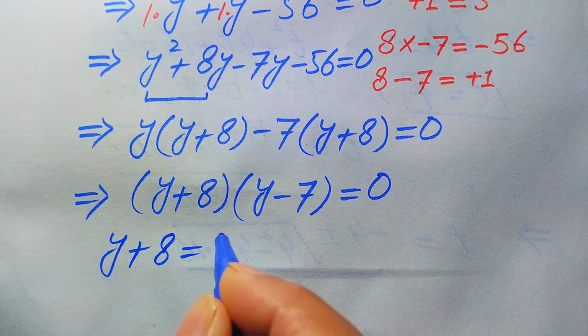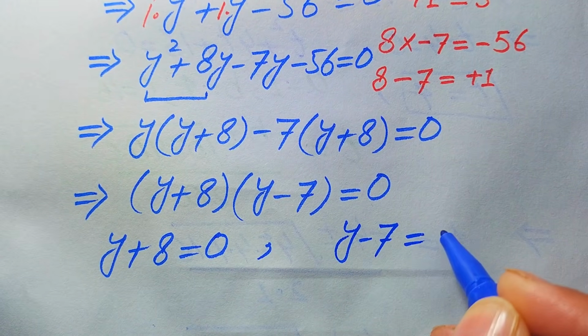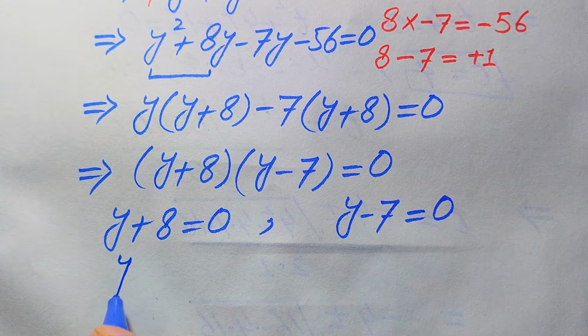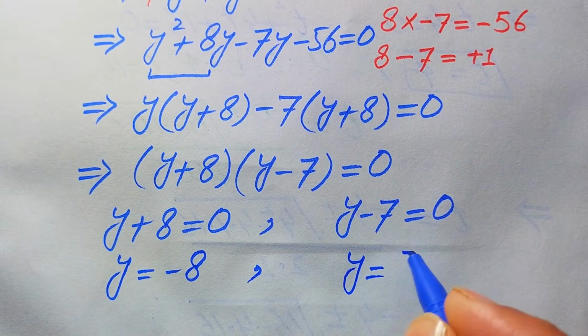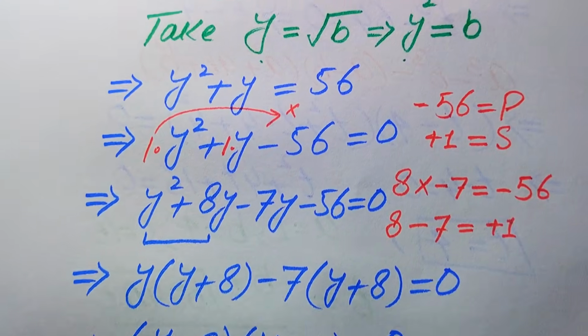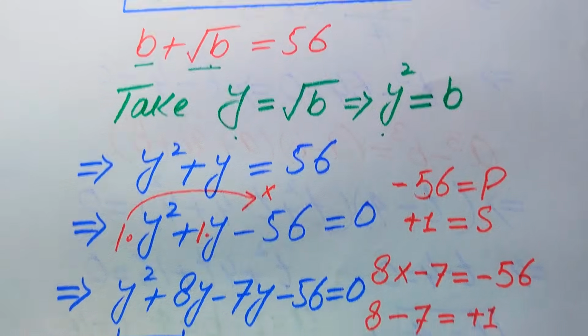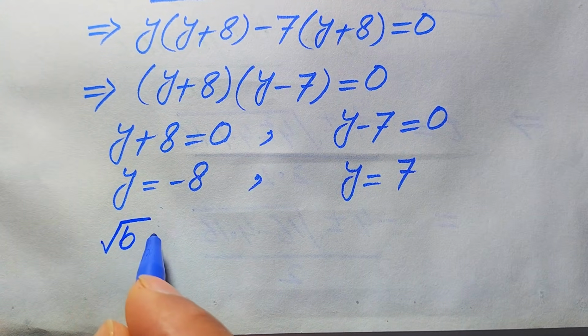The first case is we write y plus 8 equals 0, and the second case is we write y minus 7 equals 0. From here we get the value of y equals minus 8, and from here we get y equals plus 7. So now we have found the values of y, but now we need to move backward and substitute y equals square root of b in both of these cases, and we get the values of b, because in this question we need to find the values of b.